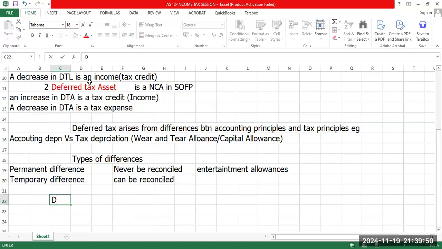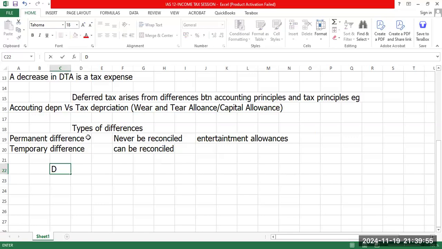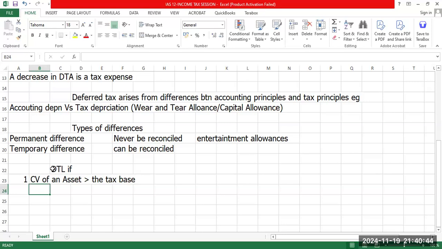Colleagues, when you don't understand this background, it is hard to pass the calculation number. It is hard, especially what we are going to talk about now. When do you know that you have deferred tax liability? You will have deferred tax liability if, number one, the carrying value of an asset is greater than the tax base. That is number one.